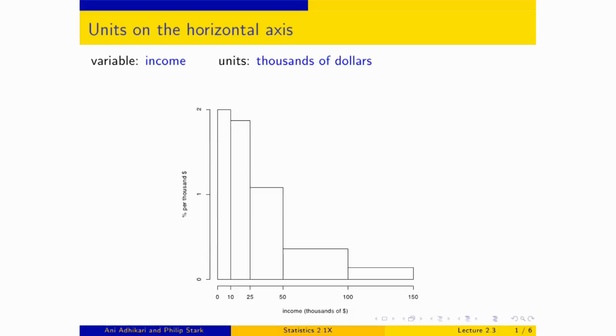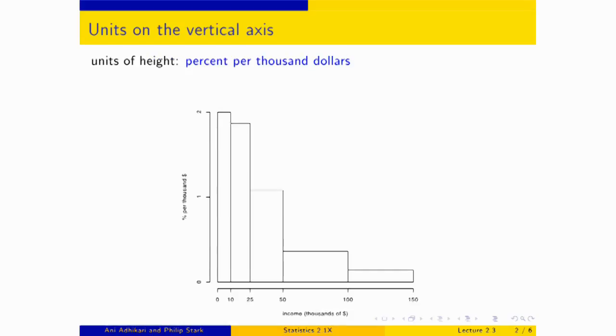It's the vertical axis that I want to look at. Units: percent per $1,000, because we took the area that was the percent and divided by the width of the interval that was in thousands of dollars, and let's take a look at what that means.